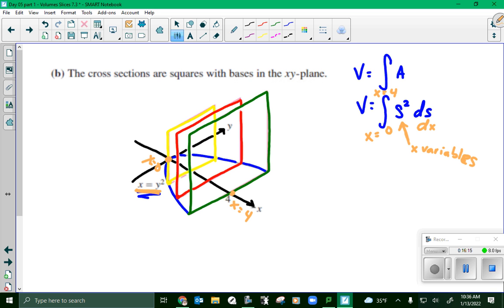So if my bounds are x's, my dummy variable needs to be an x. That means I can't put y squared here. So if x equals y squared, let's solve it for y in terms of x. That means the square root of x equals y, and that's what I'm going to put here.